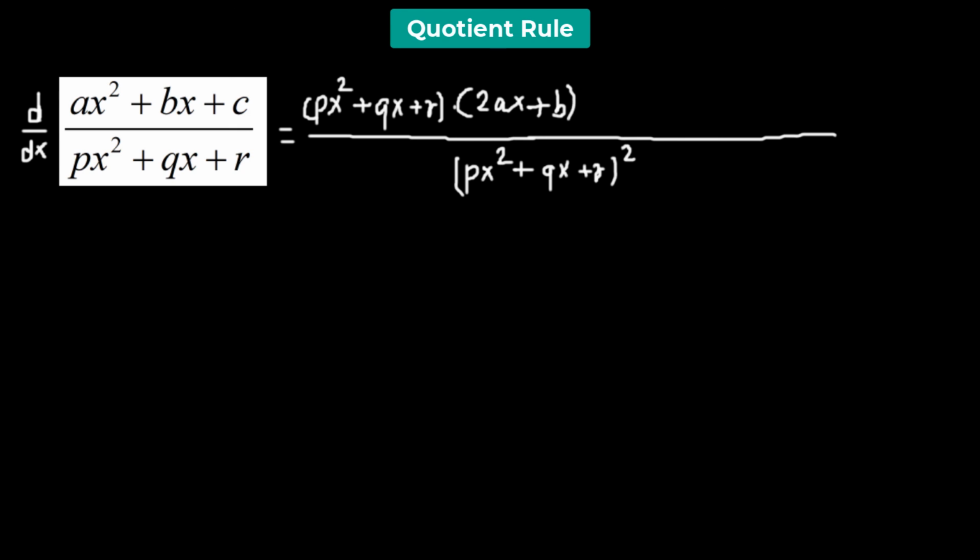So a being a constant, a will be multiplied to the derivative of x squared, which is 2x, so that gives us 2ax, plus b times the derivative of x, which is 1, so we'll have b, and derivative of c is 0. So minus ax squared plus bx plus c multiplied to the derivative of the denominator, so that will be 2px plus q.